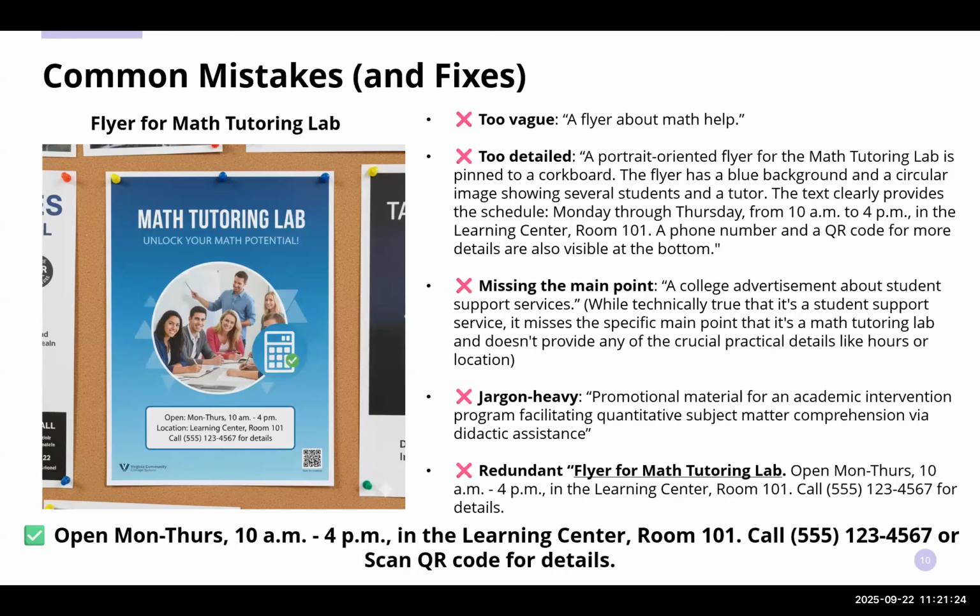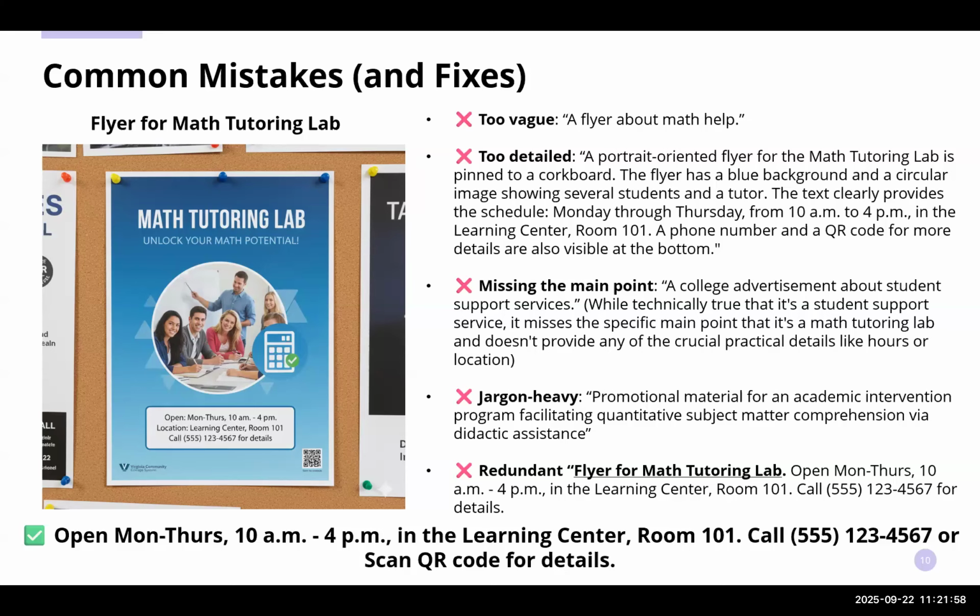So sometimes it could also be too jargon heavy, too heavy on words, which is hard to understand. For example, promotional material for an academic intervention program, facilitating quantitative subject matter comprehension via didactic assistance. This kind of jargon can be more confusing than helpful. And finally, be careful not to repeat information that is already covered in the nearby text.